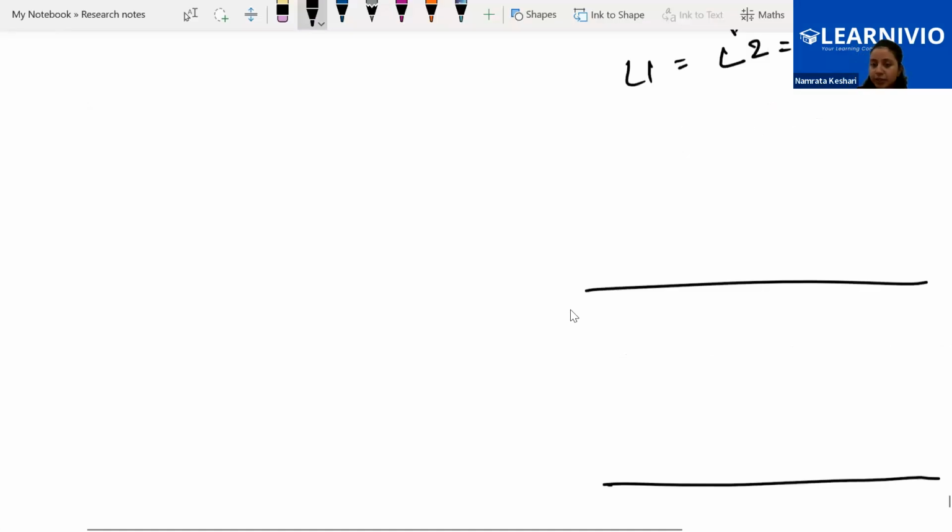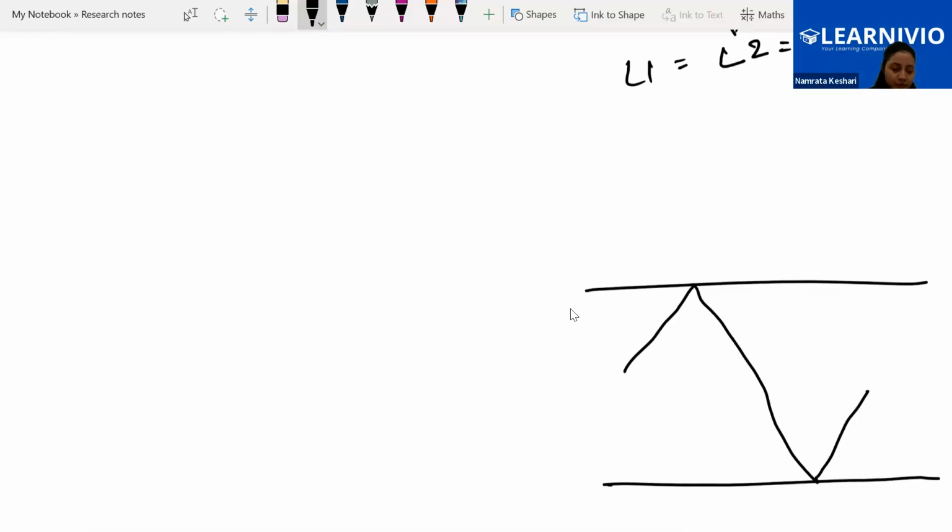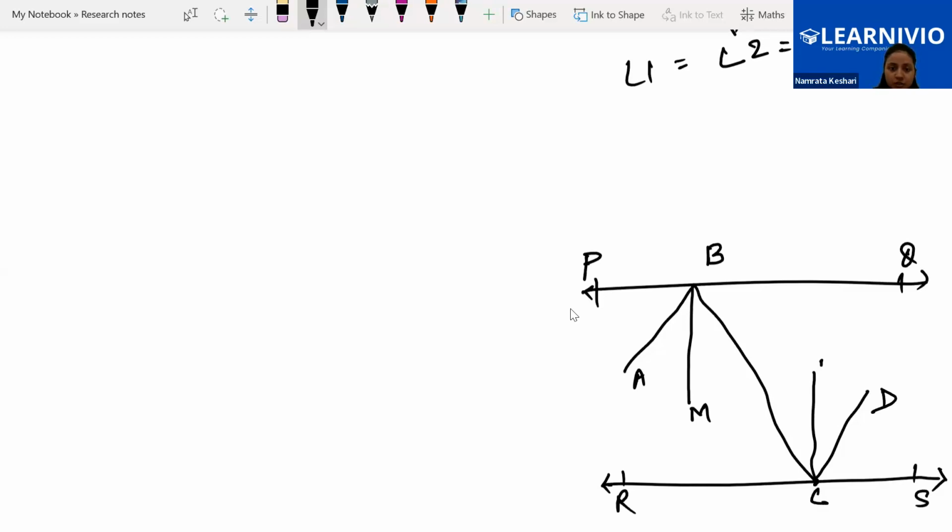Let's write everything properly. P, Q, A, B, R, S. This one we are drawing. We have named it BM and this point was BC. This is D, this is N. Yeah, this is how we have named it.